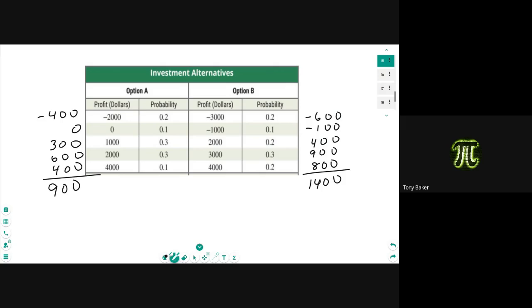So the expected value is if you're doing it over time, more than once. That's what you would expect to see in the long term: 900 for this one or 1,400 for this one.